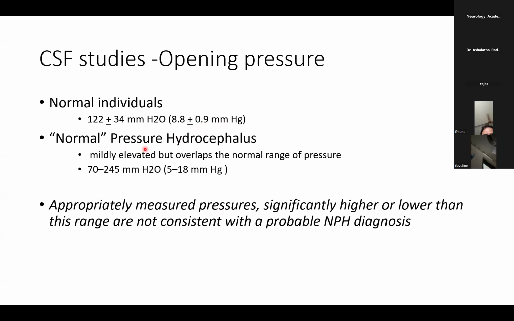In normal pressure hydrocephalus, there is mild elevation, but the values overlap with the normal range of pressure, that is 5 to 18 millimeters of mercury. In appropriately measured pressures, values significantly higher or lower than this range, which are not consistent with a probable NPH diagnosis, can be considered.